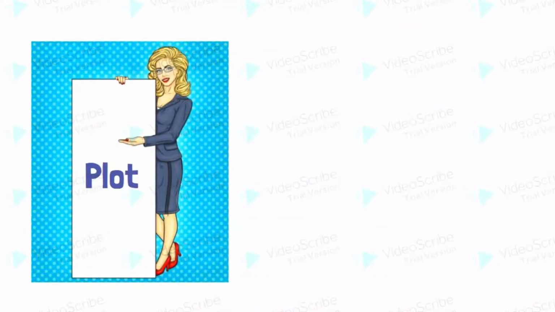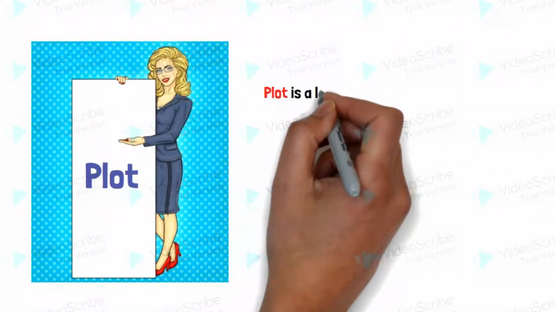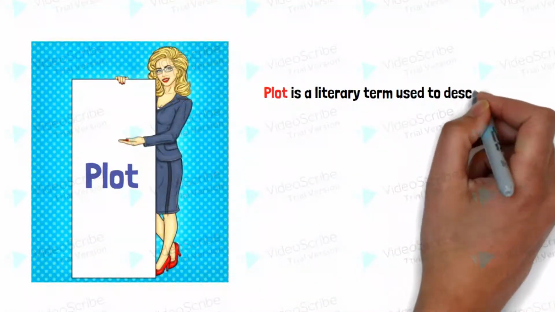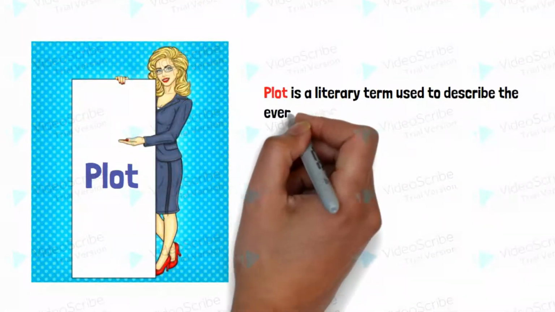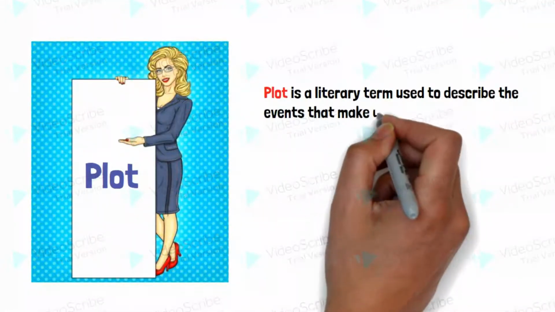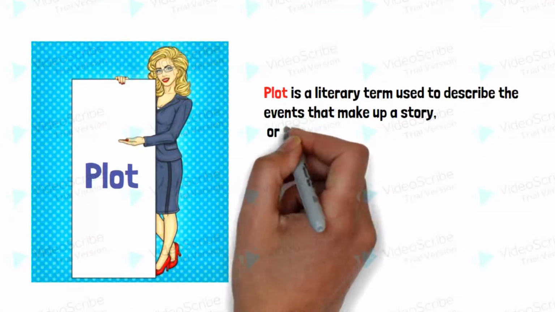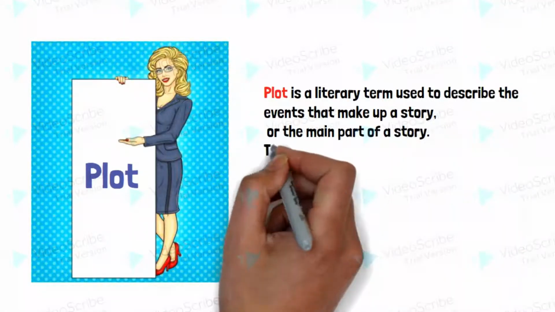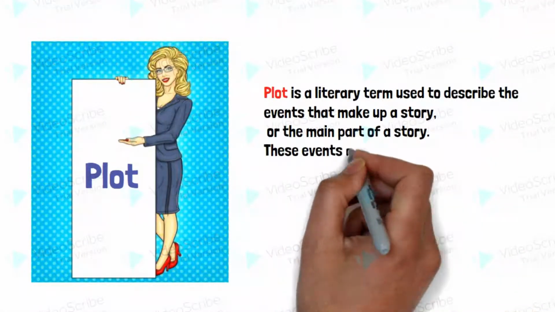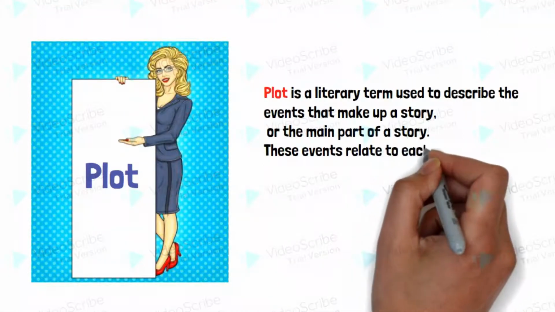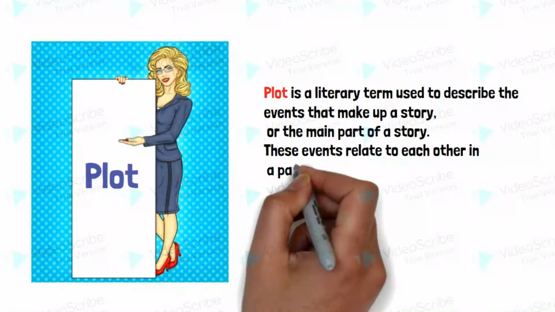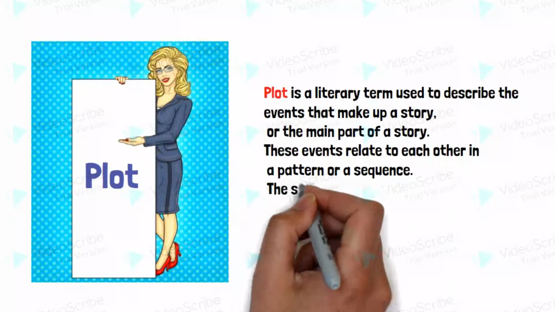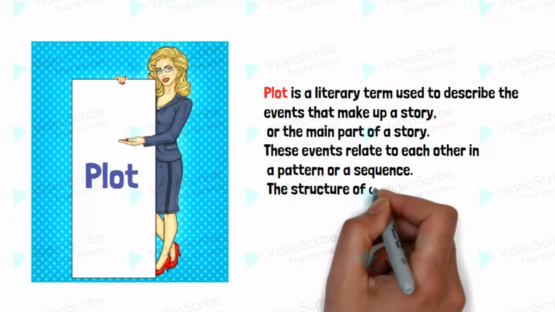Now let's move to the plot, which is an essential element or part of the narrative. Plot is a literary term used to describe the events that make up a story. So, the main part of a story is called a plot. Those events with logical order that we discussed at the beginning of the lesson when we defined narrative, these events are called plot. Okay?